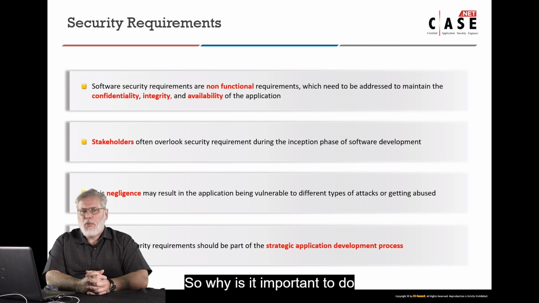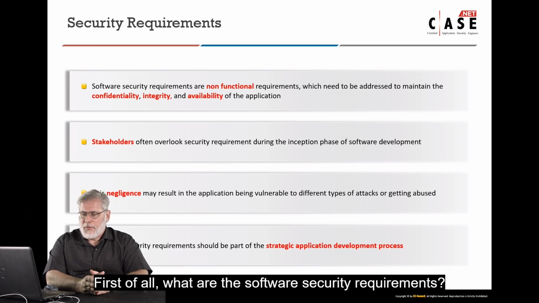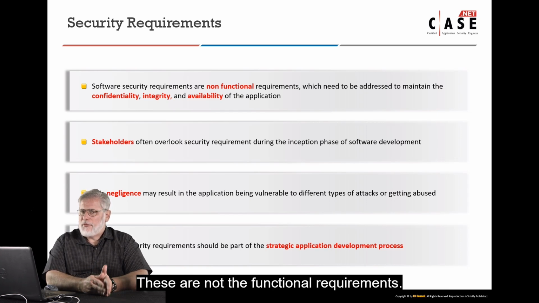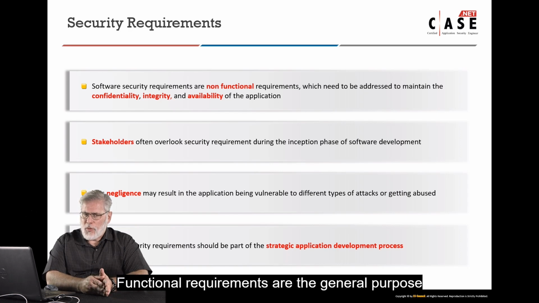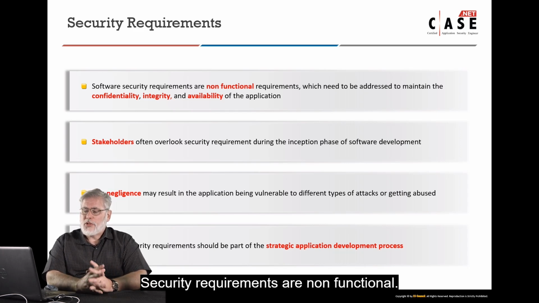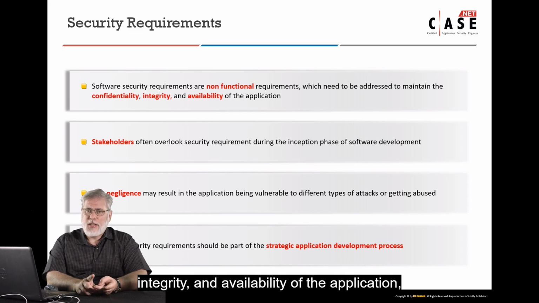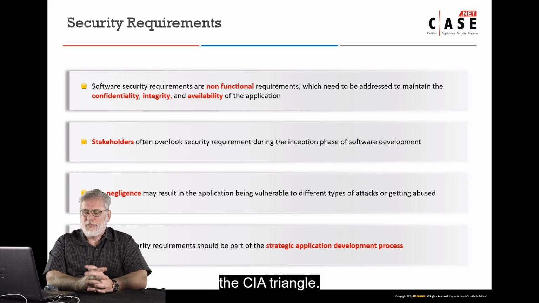So why is it important to do security requirements gathering? First of all, what are the software security requirements? These are not the functional requirements. Functional requirements are the general purpose of your software application. What is it we want the application to do? Security requirements are non-functional. They're there to maintain the confidentiality, integrity, and availability of the application, the CIA triangle.